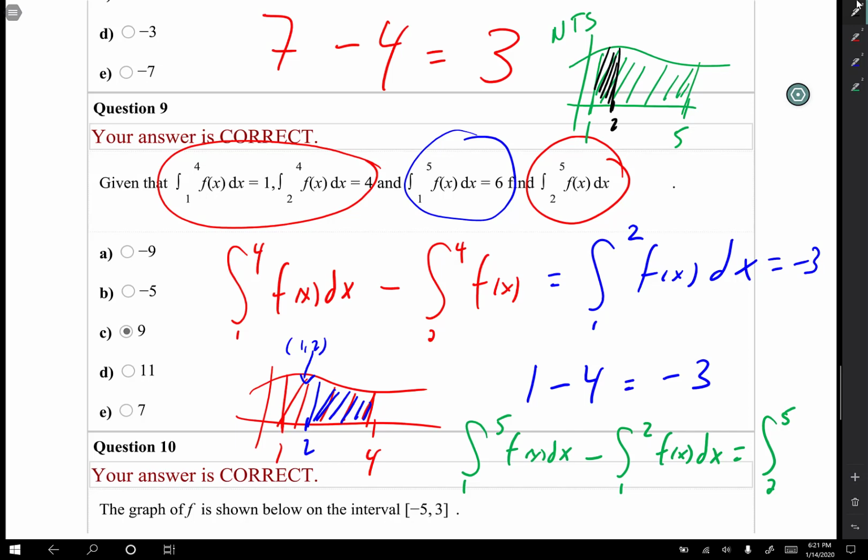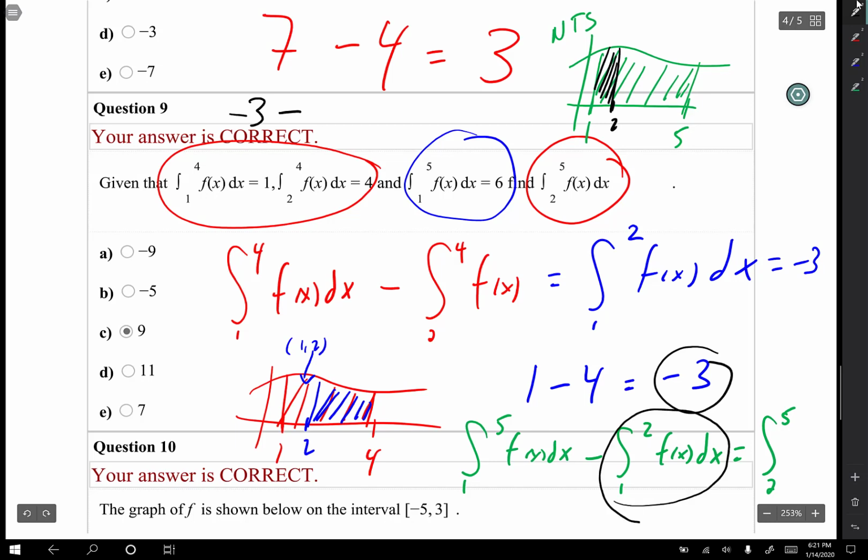So I take that negative 3. That negative 3 is the region from 1 to 5. So I'm going to put it right underneath here, guys. And I'm going to subtract this guy right here from 1 to 2. So from 1 to 2, it was... Oh, I already messed up. Sorry, guys. The area from 1 to 5 is 6. And I'm going to subtract the area from 1 to 2, which is negative 3. And there it is, 9.